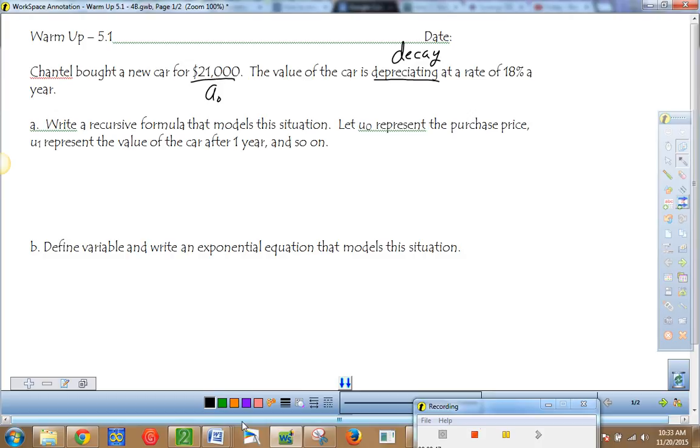Oh, the rate of 18. Is it times 0.18? Isn't it 1 minus 0.18? And then you have to actually solve that. So it's really nice and actually pretty standardized. If it's decreasing, it's going to be 1 minus the percentage. If it's increasing, it'll be 1 plus the percentage.